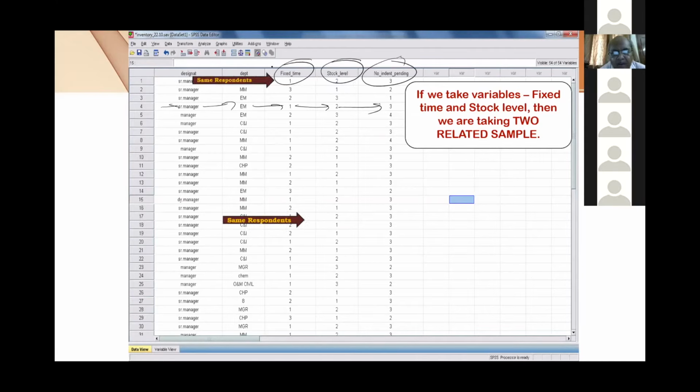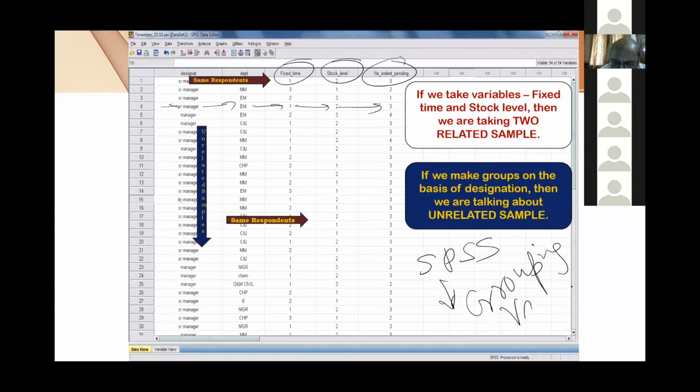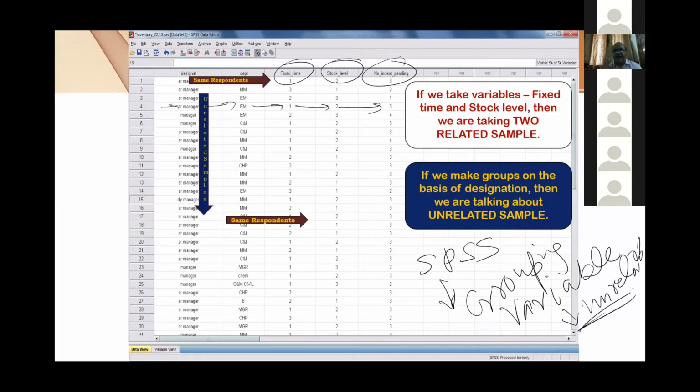Then we visualize them as a related sample. But when you visualize them like this, then we say it is an unrelated sample. So you have senior managers, and so on. And SPSS demands a grouping variable in order to identify unrelated samples. Okay, so please understand that.